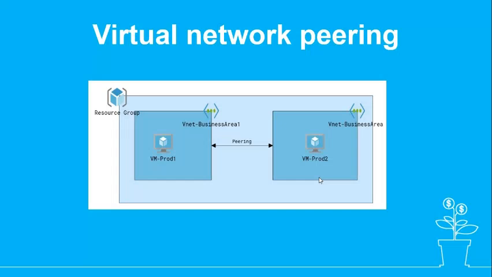Okay, so in Azure we basically support two types of peering. One is virtual network peering and another one is global virtual network peering. In virtual network peering we can only connect virtual networks within the same Azure region, but in global virtual network peering we can connect virtual networks across Azure regions. The benefit of using virtual network peering is that if any resources on VM prod 1 want to communicate with or use any resources of VM prod 2, they can do so.